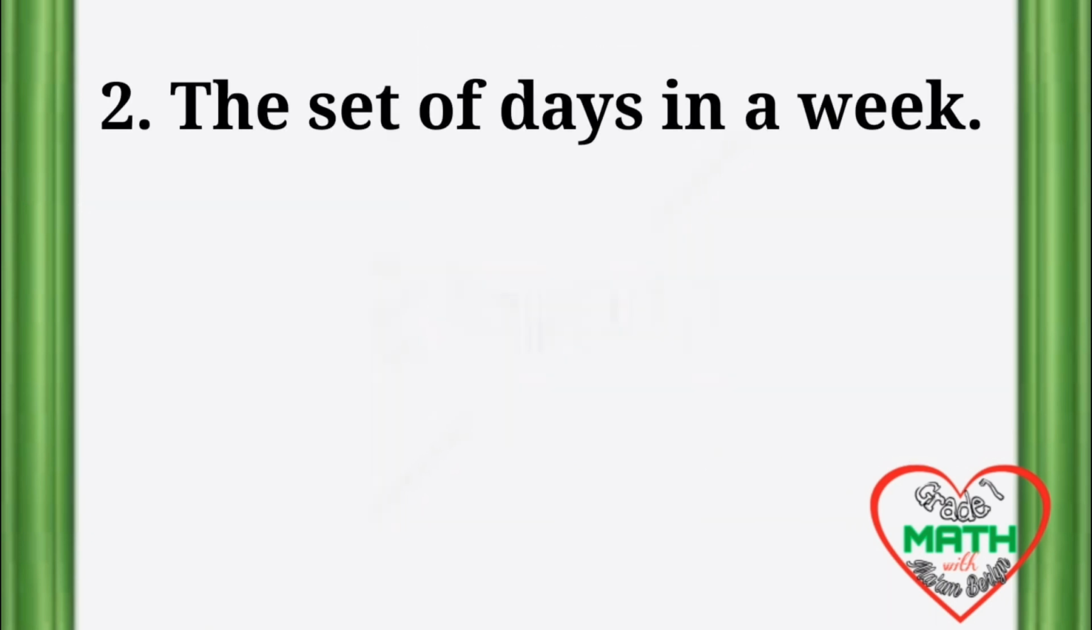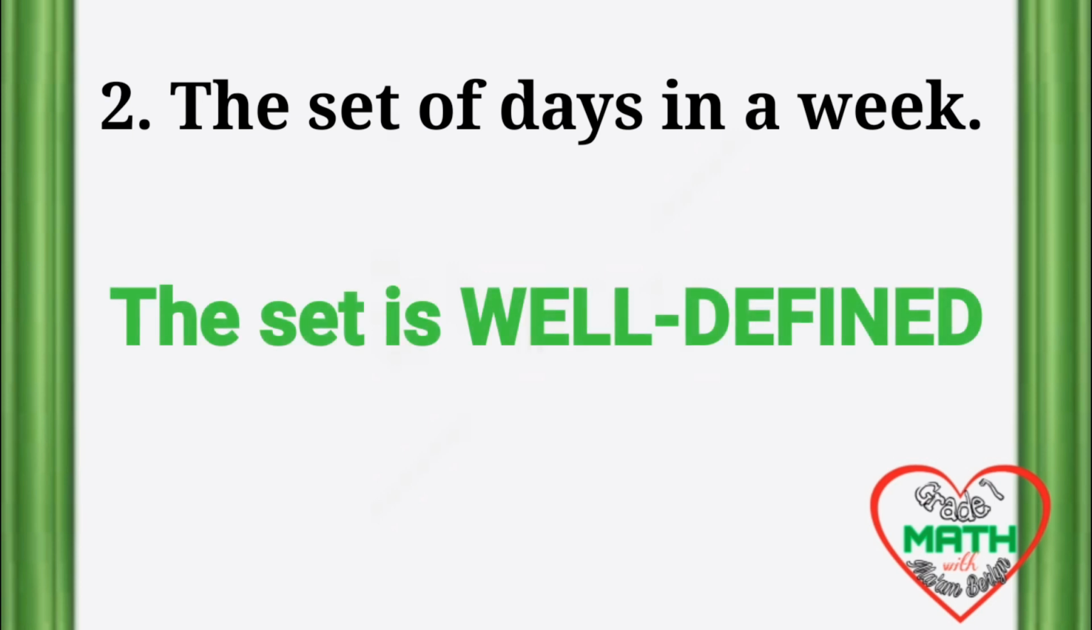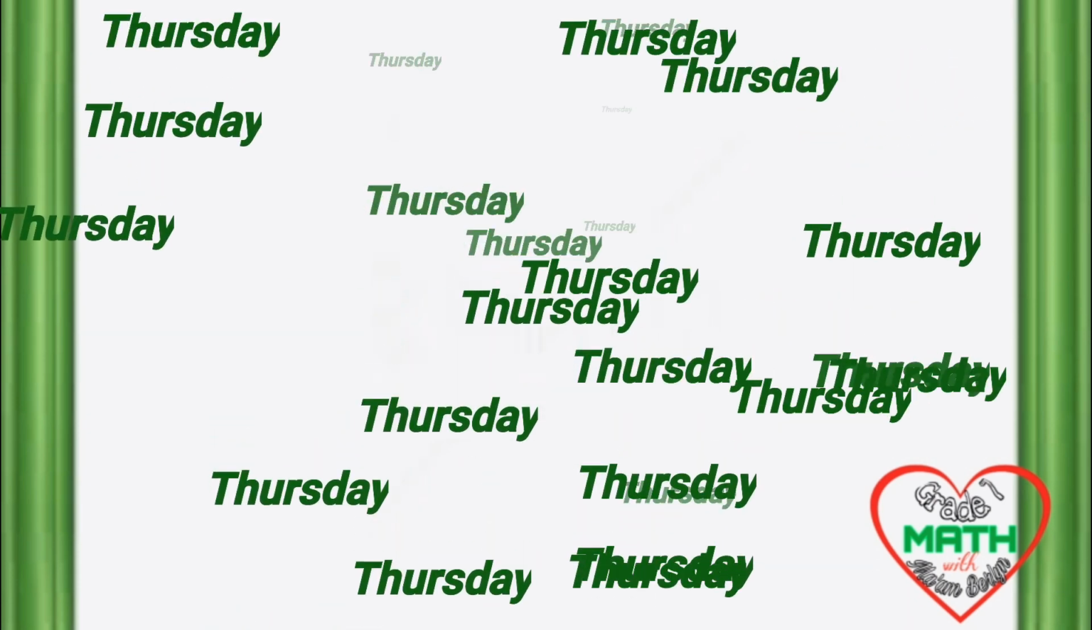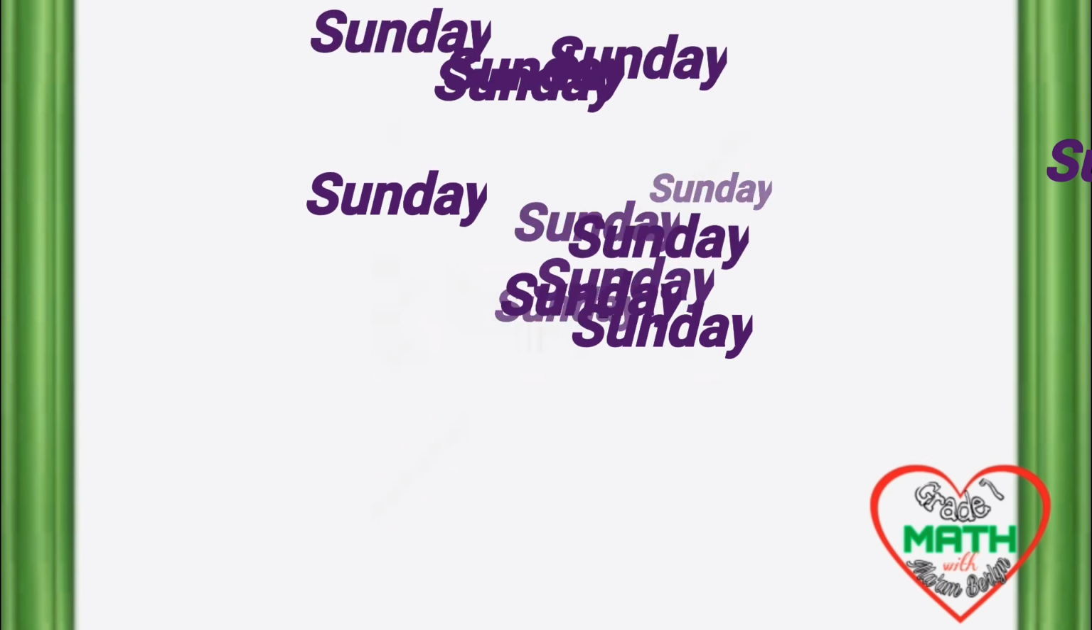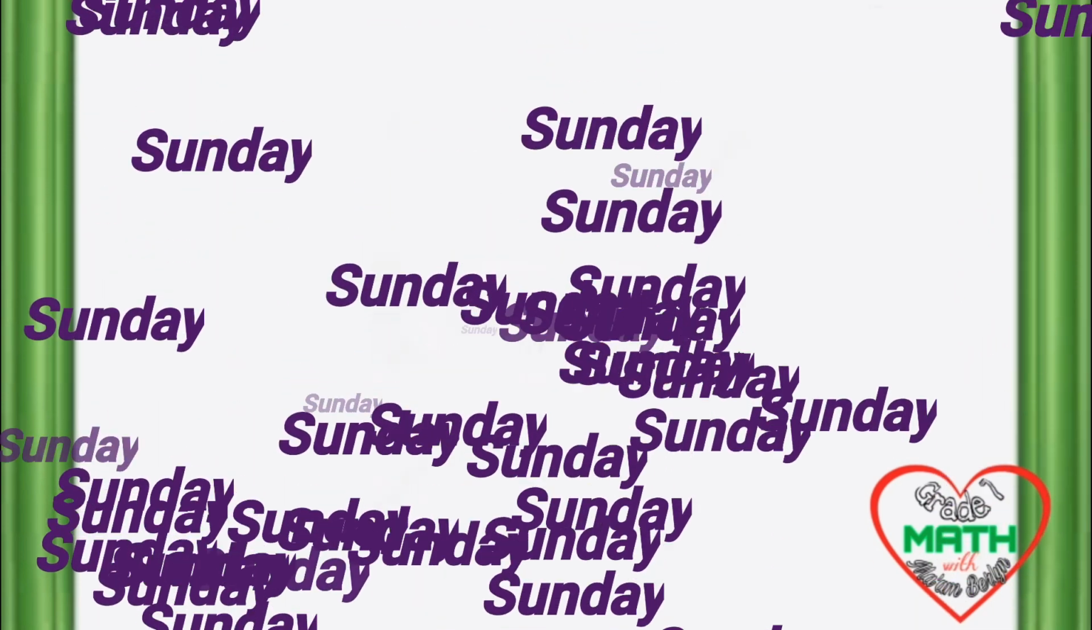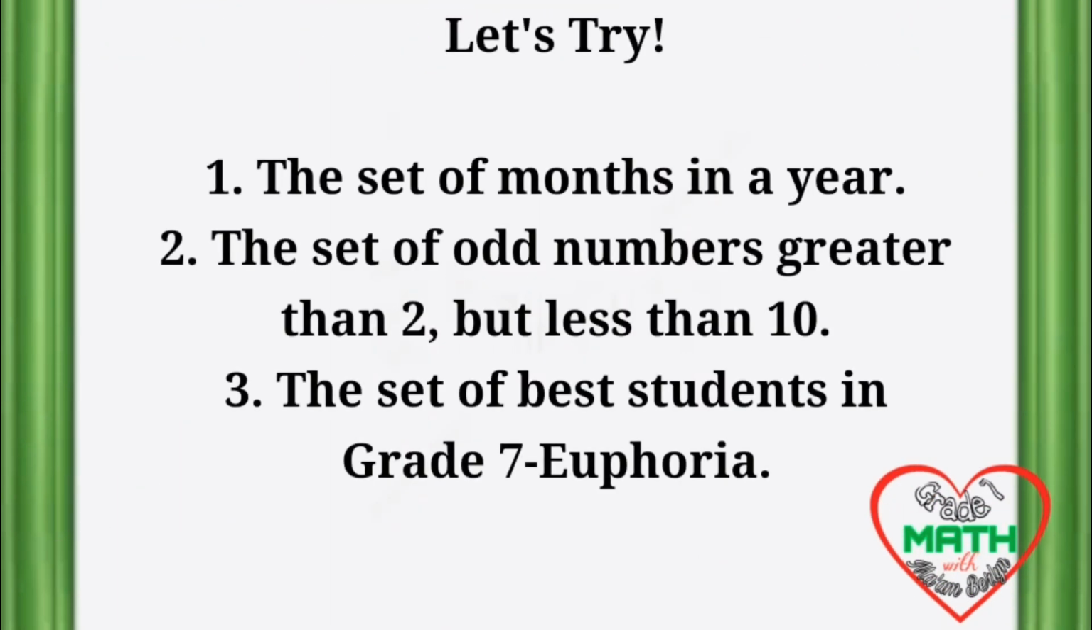Let's have another example. The set of days in a week. The set is well-defined, since the days in a week can easily be identified. We have Monday, Tuesday, Wednesday, Thursday, Friday, Saturday, and Sunday. Now your turn. I will give you 10 seconds to answer these examples.